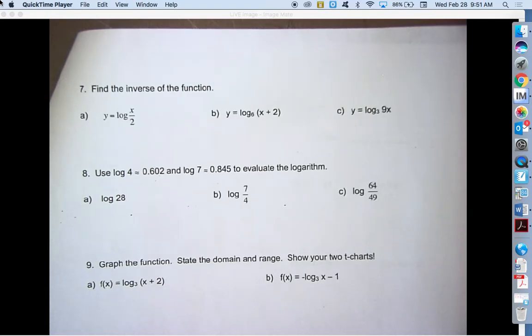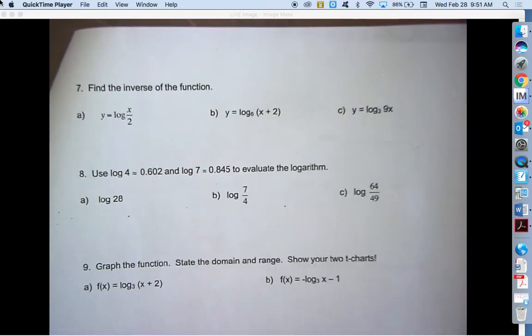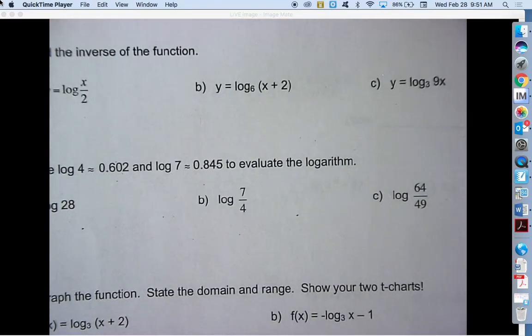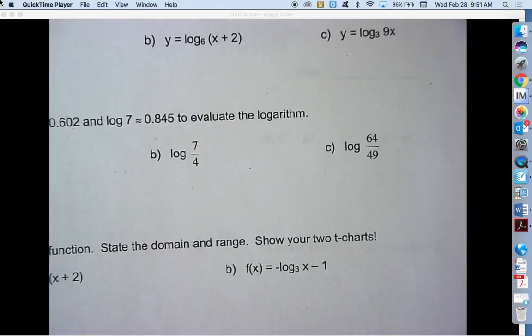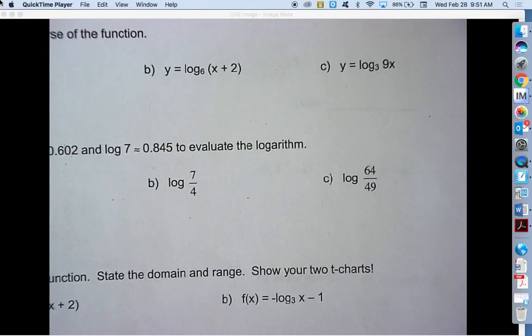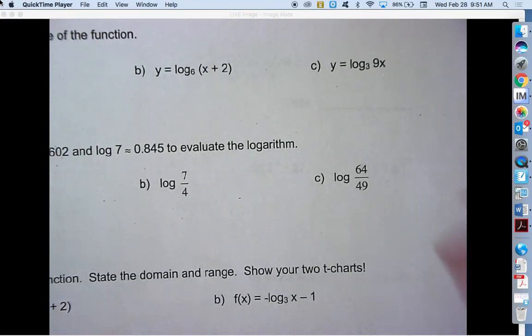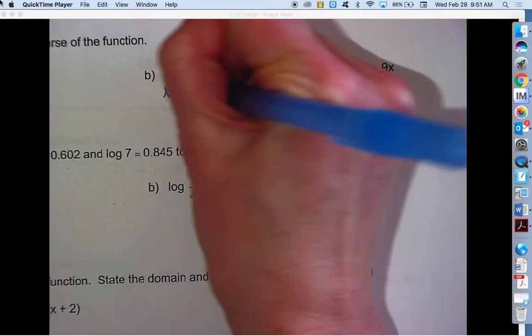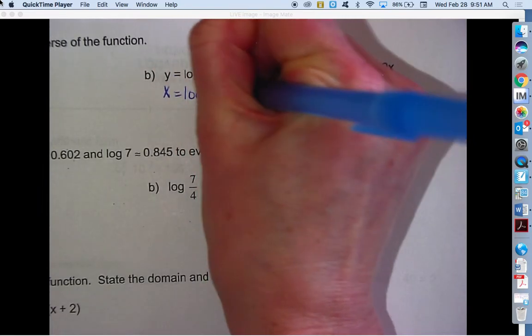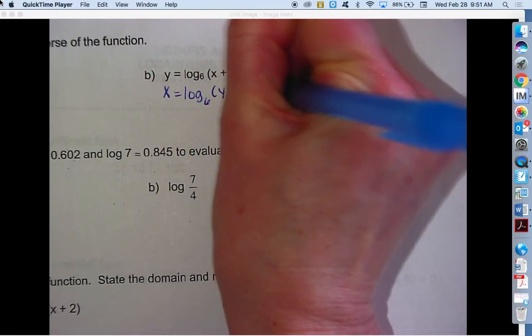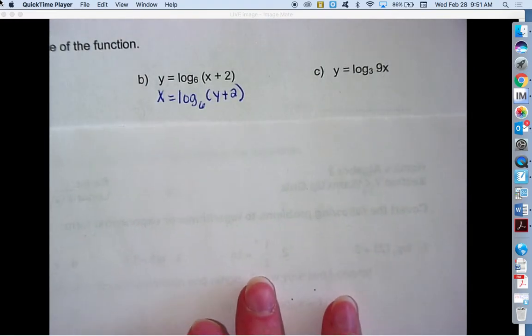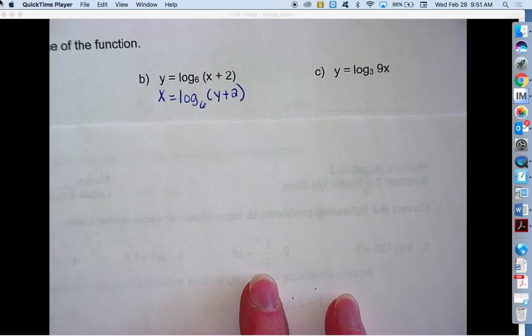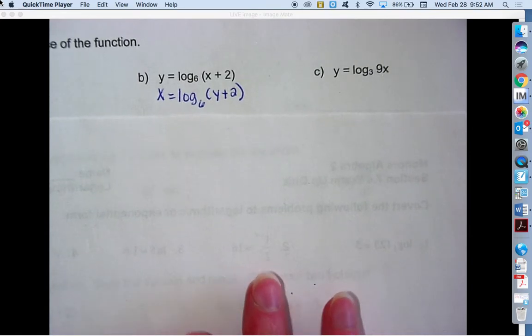Yeah. Okay, so number 7, you're asked to find the inverse of the function. Number 7 says y equals log base 6 of (x plus 2). So what's the first step, Ethan, to find the inverse? Switch the x and the y. Good. Switch x and y. Okay, what's the next step? Subtract 2.